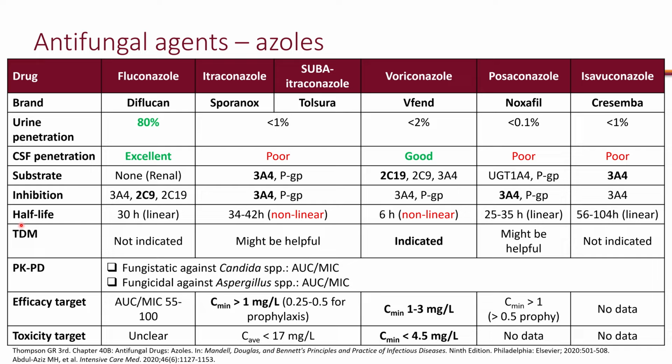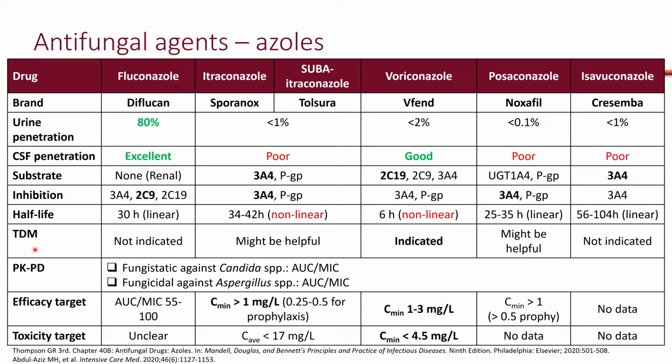Now, the half-lives are relatively long for fluconazole, itraconazole, posaconazole, and isavuconazole, relatively shorter with voriconazole. One thing that's interesting is that voriconazole and itraconazole have non-linear pharmacokinetics. The rest of them are linear, and I'll explain what that means in a minute. But when it comes to therapeutic drug monitoring, because some of these have significant toxicity, it becomes required, meaning that we would get a level in the patient to make sure the levels are not toxic, as well as making sure that the levels are effective.